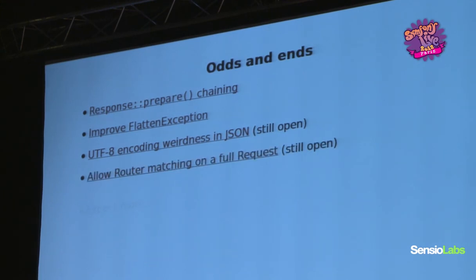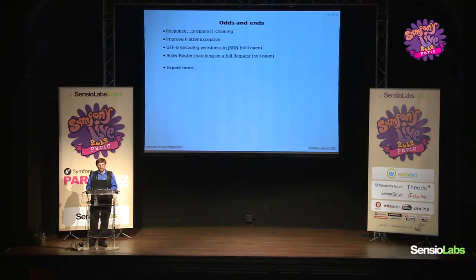I actually just found this one yesterday. I didn't even know about this issue until yesterday, for allowing the URL matcher to match on a full request object rather than just a partial request context. Useful in some cases, not in others, it would be necessary for doing MIME-based, Accept header-based routing. So we're trying to work out how that could work in Symfony and expect to see more of these as time goes on. This is an influx of developers into Symfony as well, and I have high hopes for that.